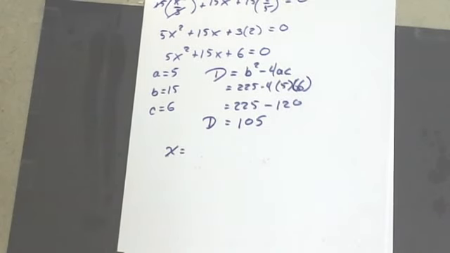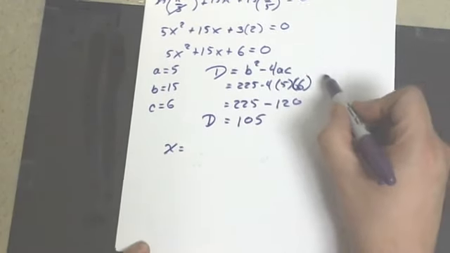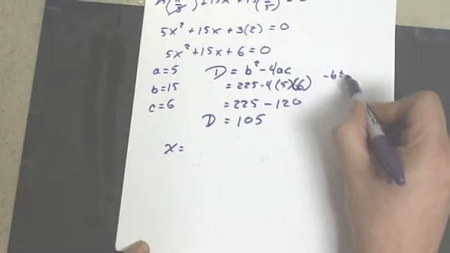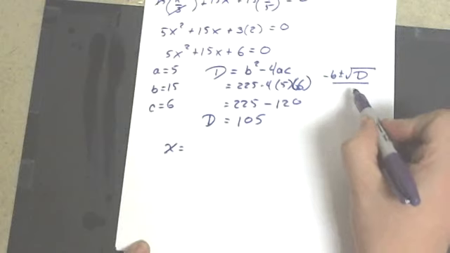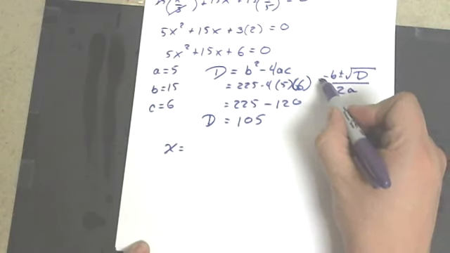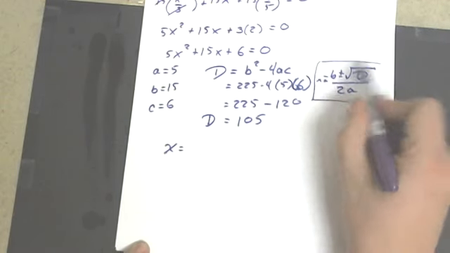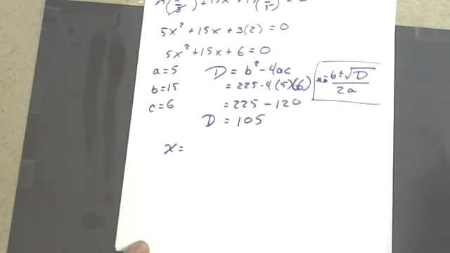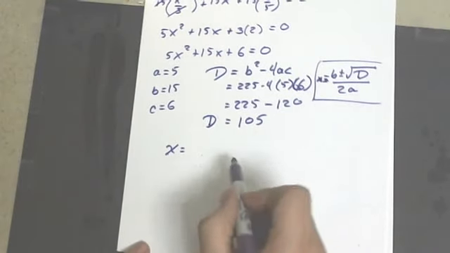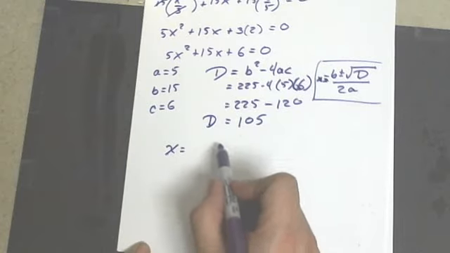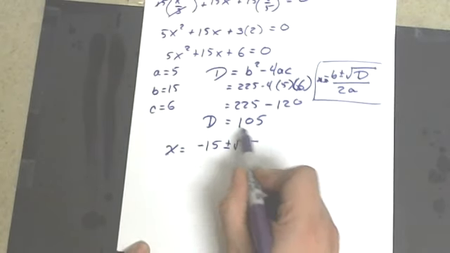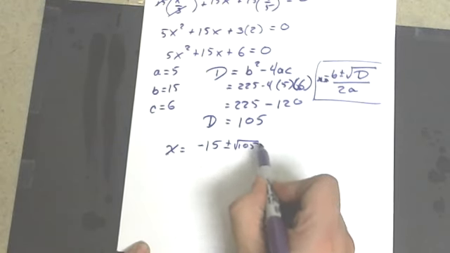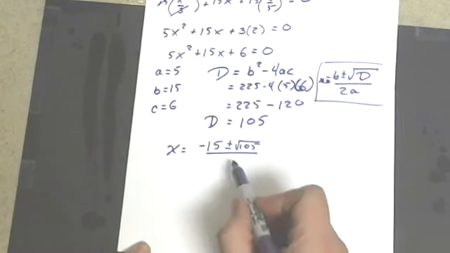So we can go from here directly to the full quadratic formula. Remember, the quadratic formula is negative b plus or minus the square root of b squared minus 4ac, so we already found that, that's our discriminant, over 2a equals our x. That does say x equals. So we really didn't waste any time doing this 105. We still need the negative of b, so negative 15 plus or minus the square root of our discriminant, 105, over 2 times 5, which is 10.